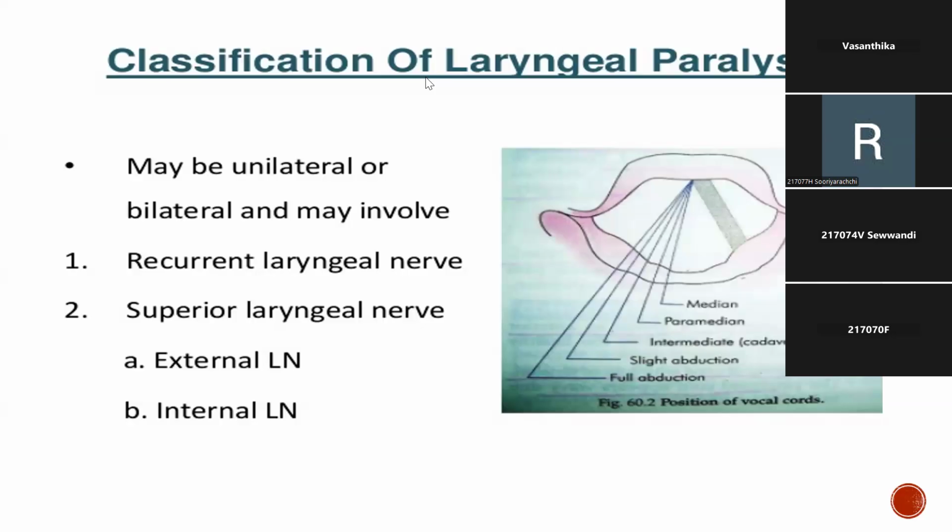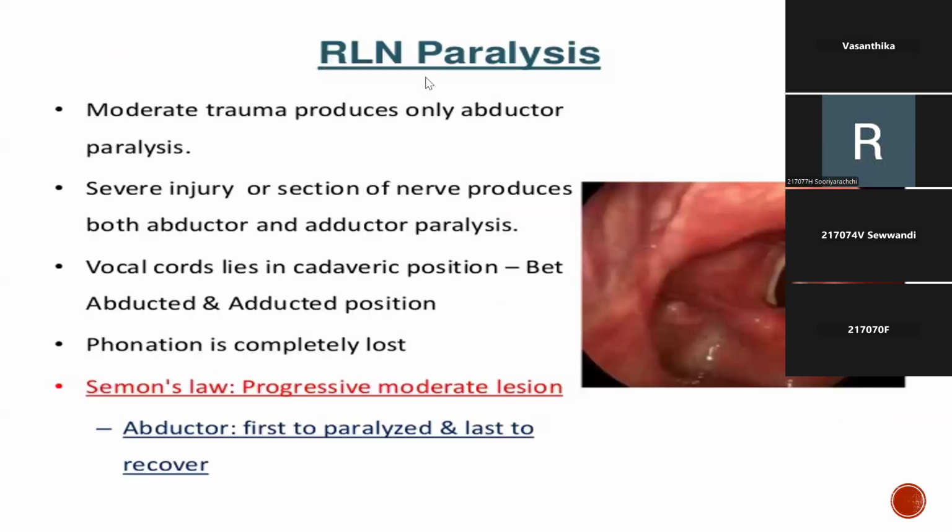The commonest cause of bilateral vocal cord palsy is total thyroidectomy. So you have to be aware of the course of the recurrent laryngeal nerve and strategies to prevent bilateral vocal cord palsy if you are planning to be a surgeon and to do thyroid surgeries. If there is moderate trauma to your recurrent laryngeal nerve, only the abductors are going to be paralyzed. This is called Semon's law.